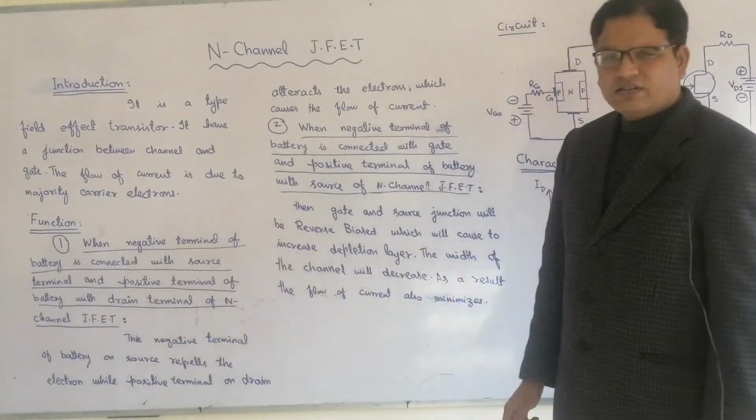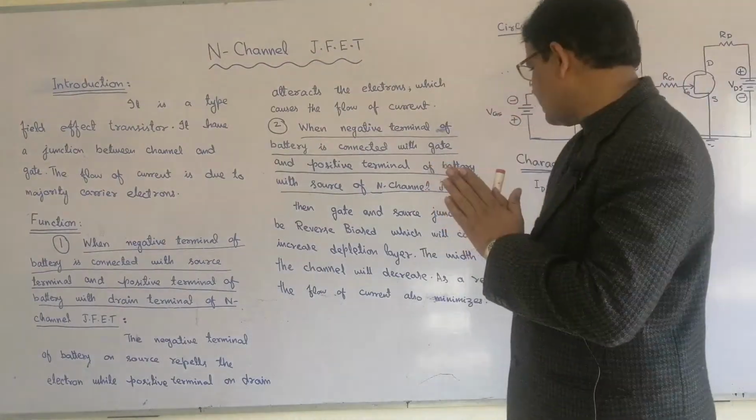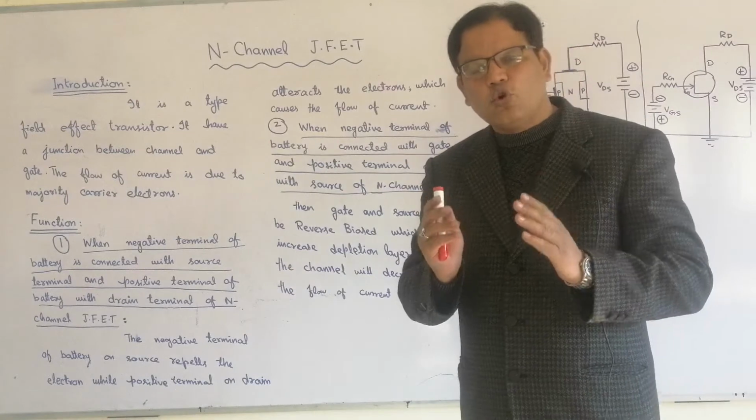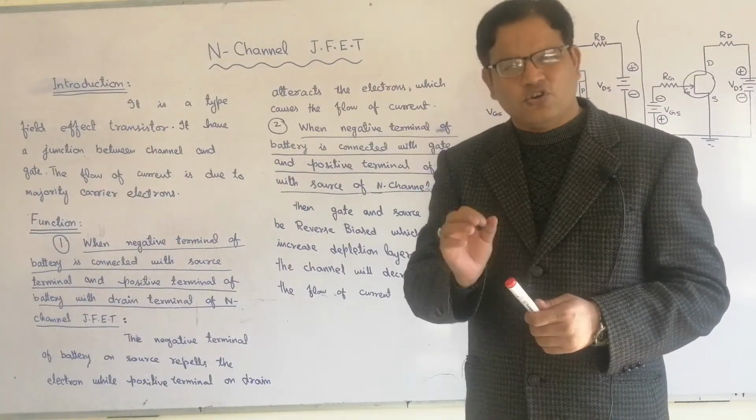As a result, the width of the channel will increase, and no electrons would flow through it. Only a very minimum ratio of the electrons would flow through it.